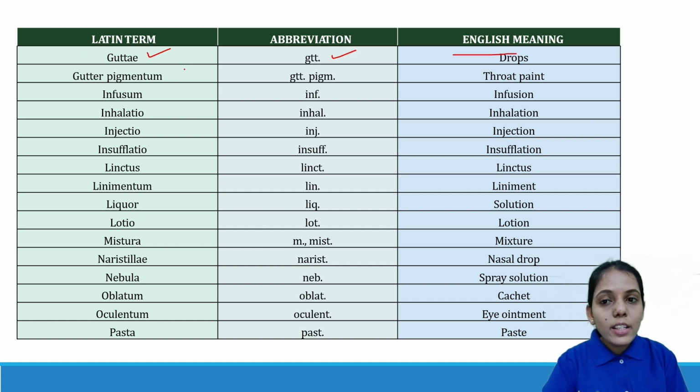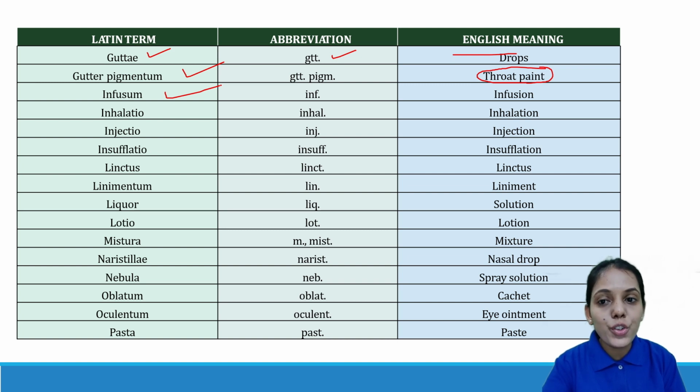Next is Gutter pigmentum. That is a throat paint. Remember, throat paints are viscous preparations, because they have to be retained for a certain period of time in the throat. Infusum, it is easy to remember, that is infusion.